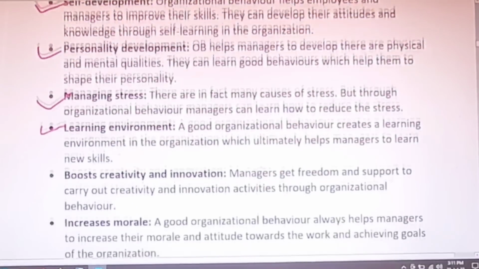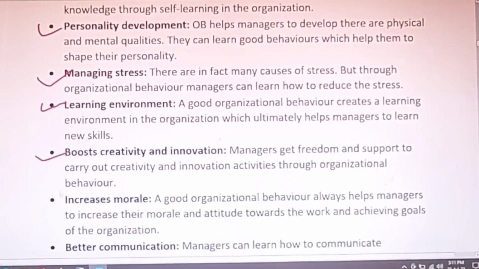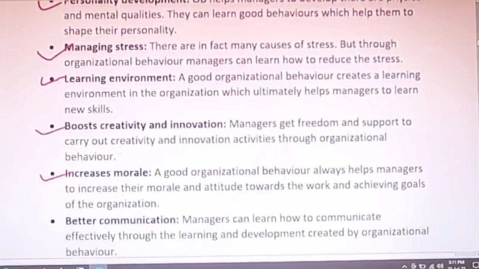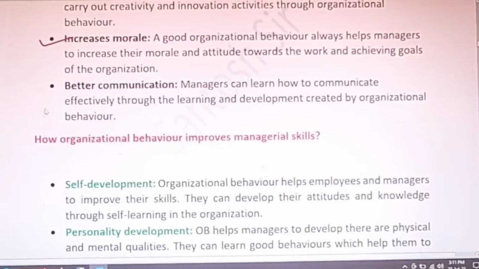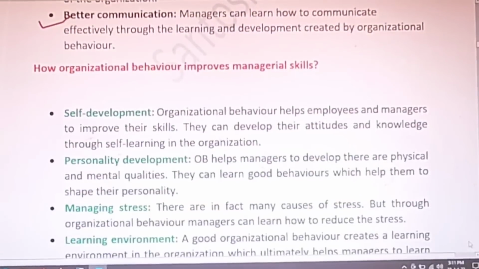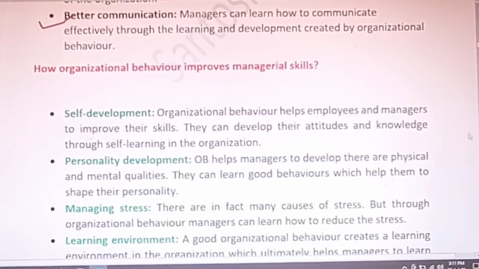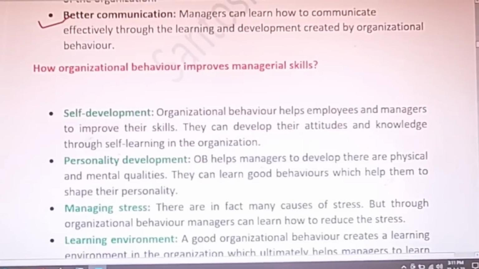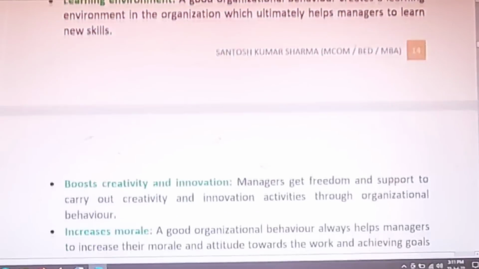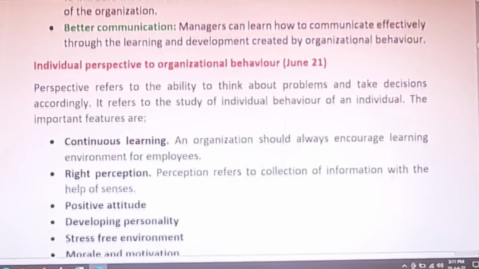So like that, it also boosts creativity in the organization, it increases the morale of the employees, it enhances better communication in the organization. So like that you can explain all these points. Okay, let's move on to the next question. How organization behavior improves managerial skills, like how it is helpful for managers, तो ऐसा भी आ सकता है. तो इसके बारे में भी आपको मोर और लेस वही सब पॉइंट्स हैं, लाइक फॉर सेल्फ डेवलपमेंट, पर्सनालिटी डेवलपमेंट, मैनेजिंग स्ट्रेस, लर्निंग एनवायरनमेंट, बूस्ट क्रिएटिविटी, लाइक दैट यू कैन राइट डाउन.